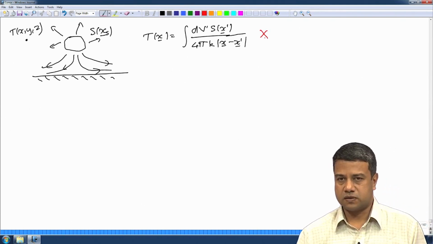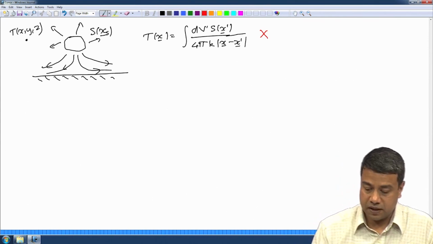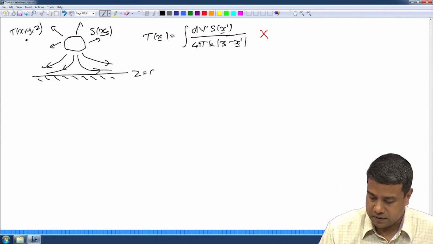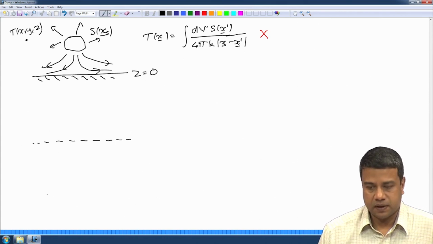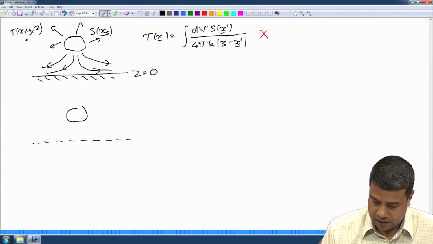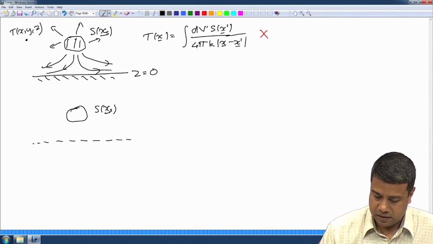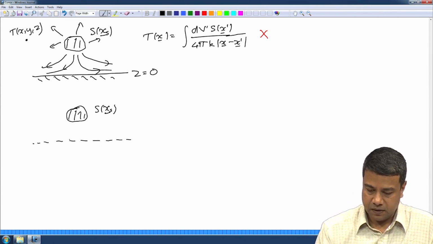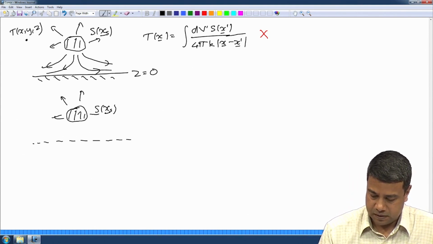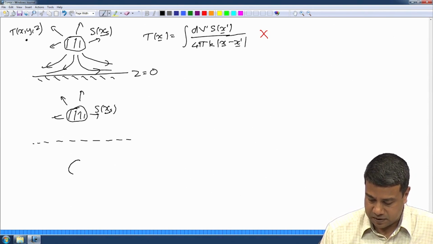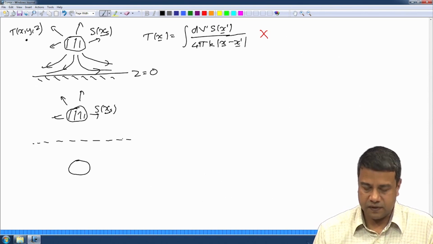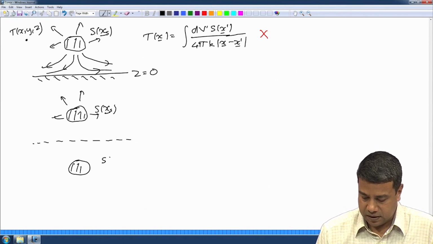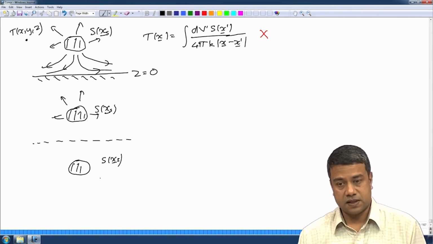This worked only when I had a source in an infinite medium. In this case, I have a finite boundary at this location z is equal to 0. However, I can replace this problem by another problem where I have a source identical to this one, which is generating heat, and I have an image of that same source at the image location if it were reflected in this surface, S of xi with exactly the same source strength.